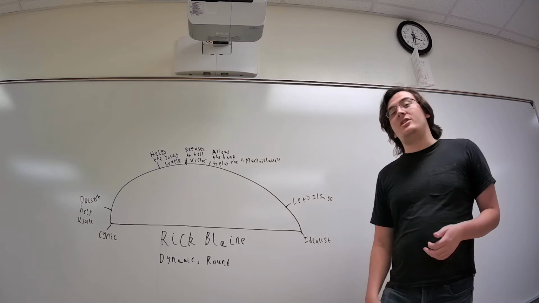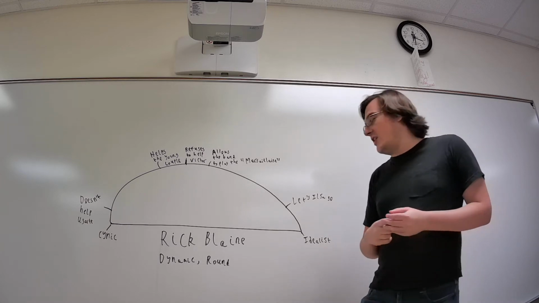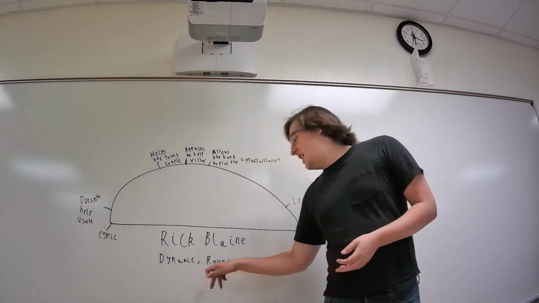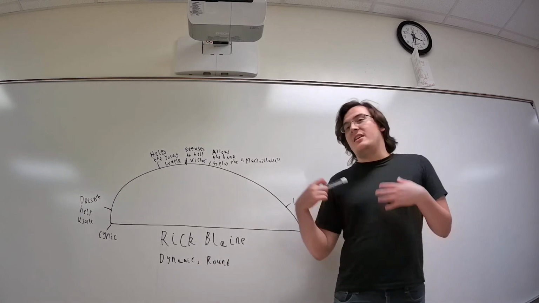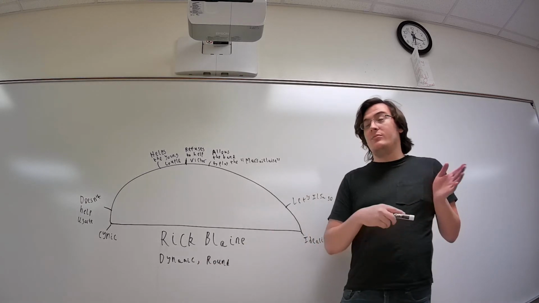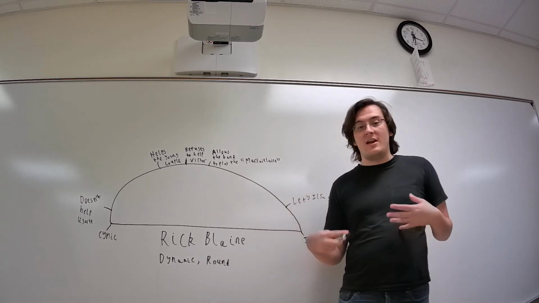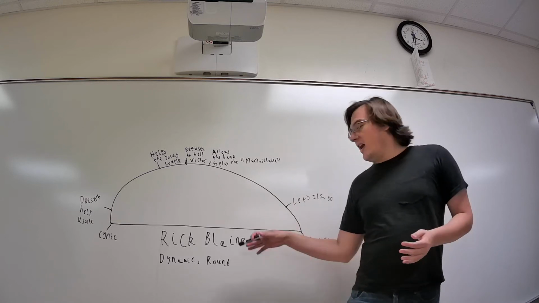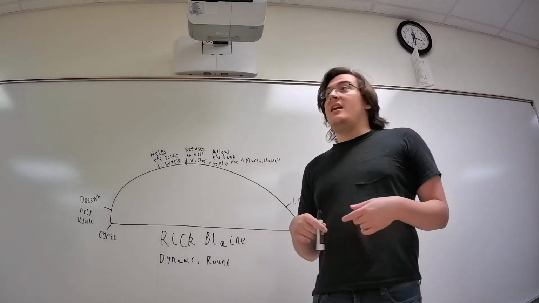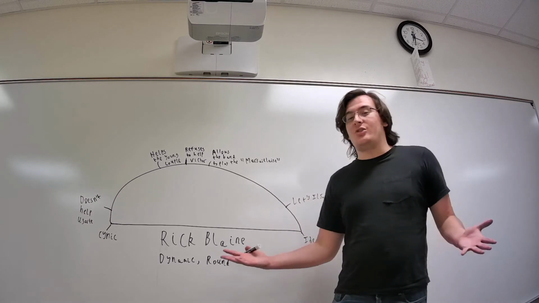This is how he changes over the course of the story. I have Rick listed as a dynamic and round character. He's a dynamic character because Rick changes over the course of the story. He has a character arc. And he's a round character because he is a pretty fully developed and fleshed out character.